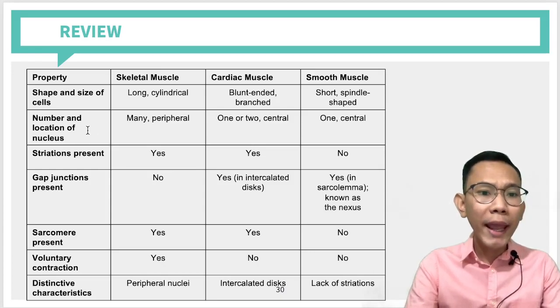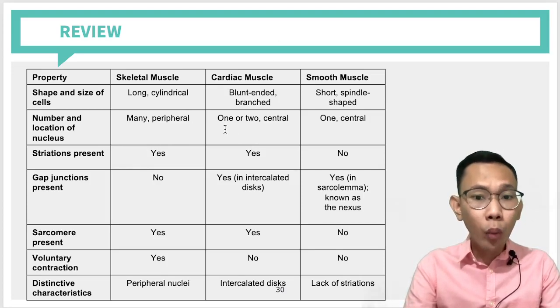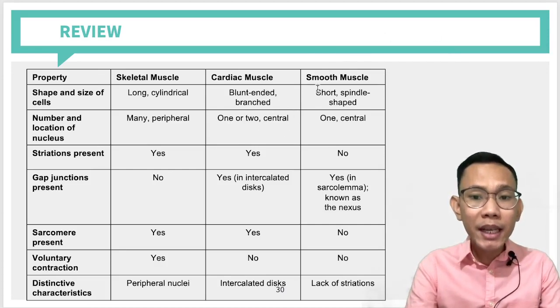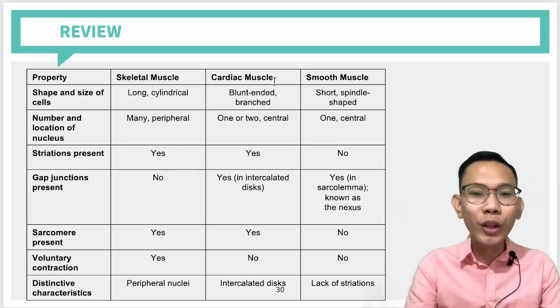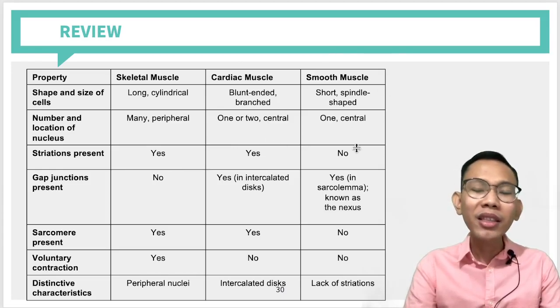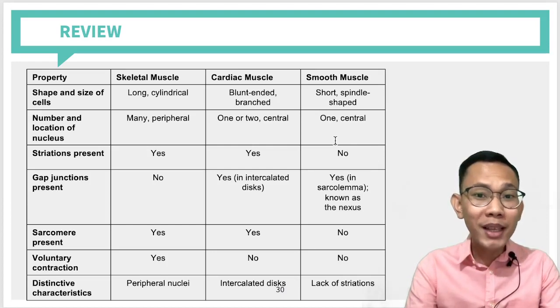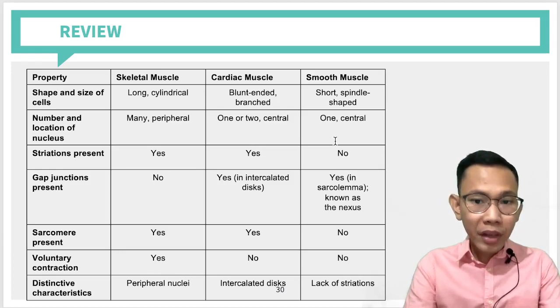In terms of the number and location of the nucleus, your skeletal muscle is multinucleated, but located peripherally. Your cardiac muscle has one or two nuclei, centrally located. Your smooth muscle has only a single nucleus, also located centrally. In terms of striations, your skeletal muscle has striations, including your cardiac muscle, but your smooth muscle does not have any. Why? Because of the irregular distribution of your fibrils.